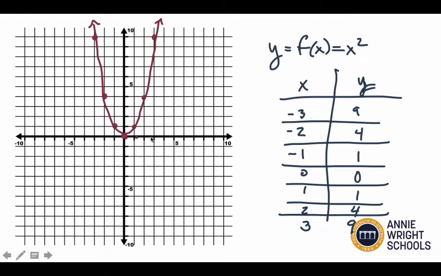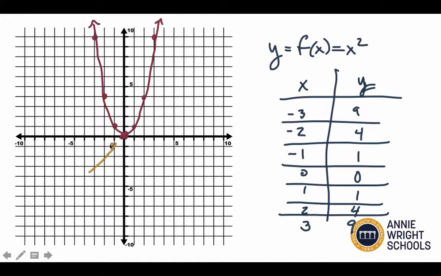This is what we see. Over 4, up 16; over 5, up 25; over 10, up 100. As you move over in x, you move up whatever that value squared is from this point here.